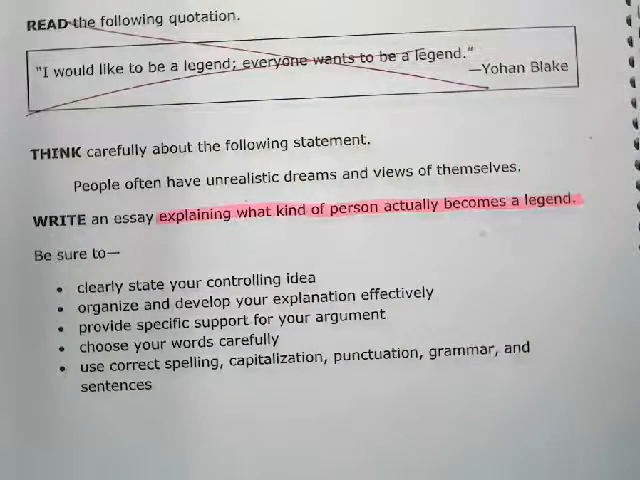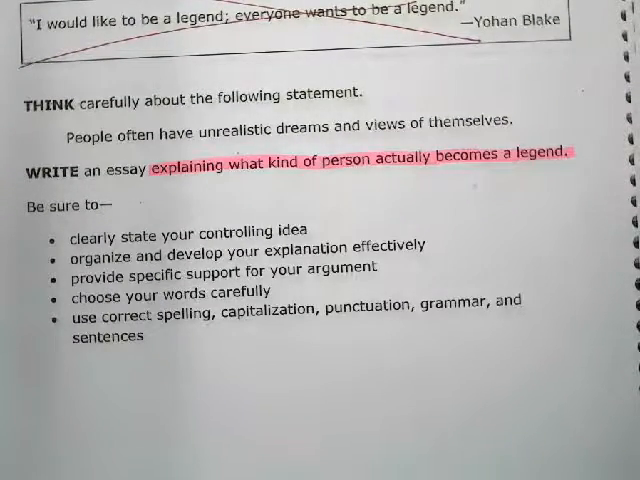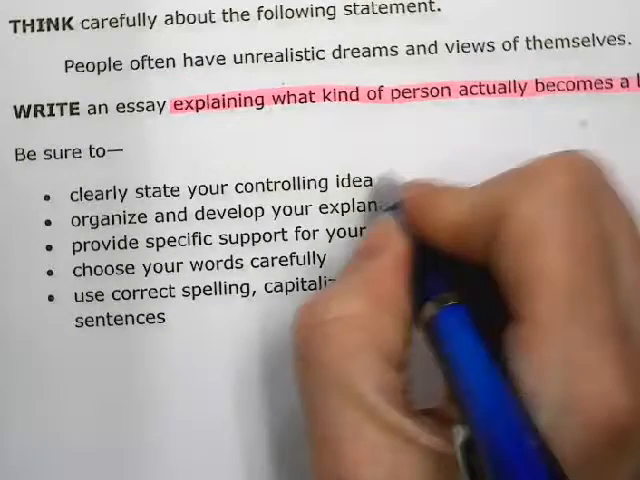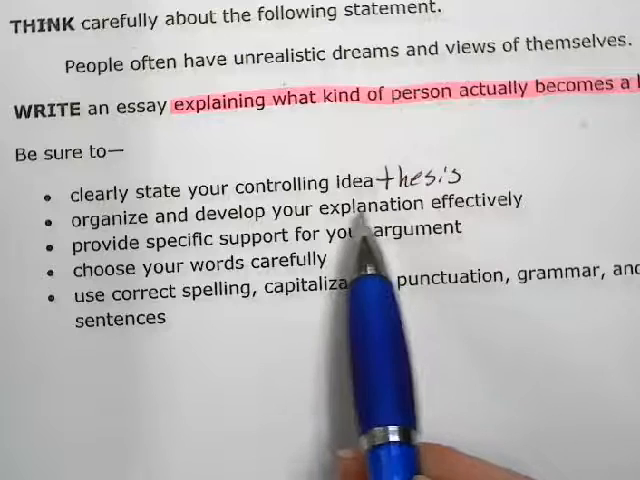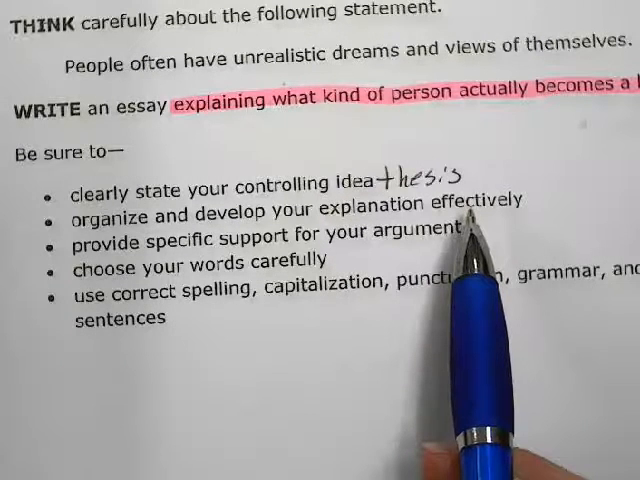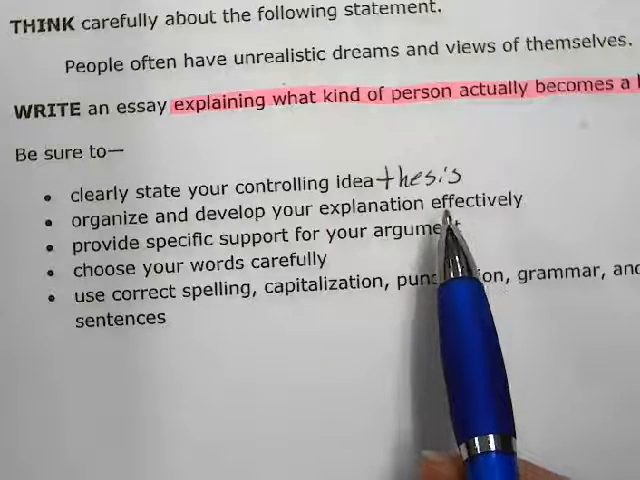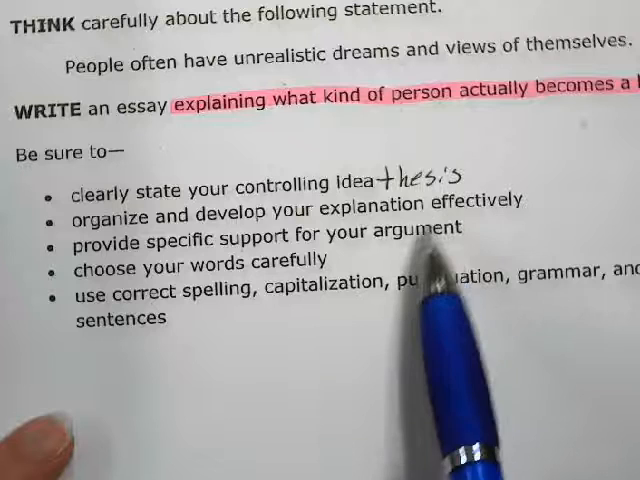Okay? So once you get to this point, then you have to start thinking about, well, what is a legend? What are we talking about here? So it has this checklist here. This checklist is really important because it gives you the information you need that needs to be in your paper, right? Clearly state your controlling idea, also known as your thesis. Organize and develop your explanation. That means explaining your thoughts effectively. So you can't just list all your ideas and not give any development, any thought other than just listing it. Because the next one says specific support for your idea.